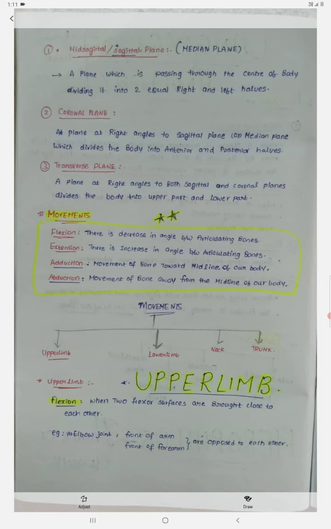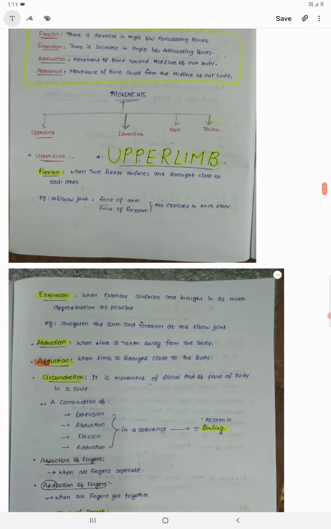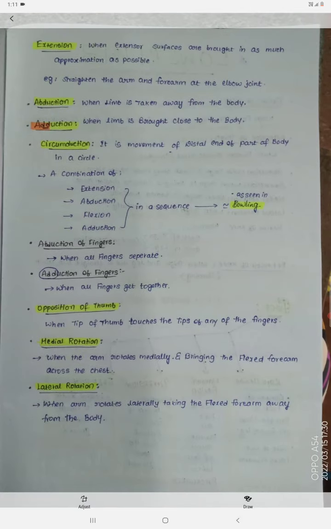Okay, and now coming to the other movement, that is the extension of the upper limb. Flexion means when the flexor surfaces are brought close to each other, that's called flexion. And coming to extension, it means when extensor surfaces are brought in as much approximation as possible, this is called extension. First of all, remember whatever points I'm saying, I'll show briefly in the diagram also.